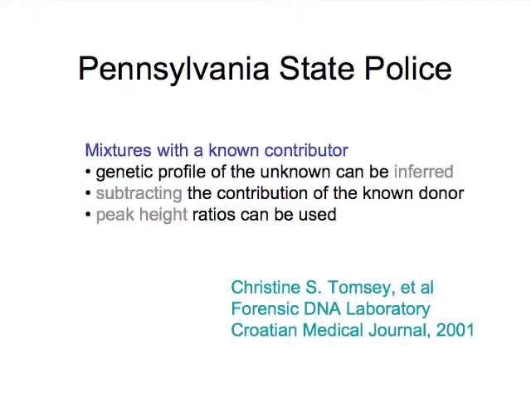Christine Tomsey, who was the former lab director out in Greensburg and has been faculty in the forensics program here at Duquesne, wrote a paper 10 years ago, before I even met her, saying mixtures with a known contributor, what do you do with them? What are the policy recommendations? Well, you can infer the genetic profile, and it doesn't have to be one allele pair. It can be a list or a probability distribution. It's okay to take the known donor, the victim, and subtract, and you can also use peak height ratios. Well, this is what Robin Cotton did, and that's exactly what the true allele system did. And Christine was known, I think, in that court as someone from the crime lab, the state lab.